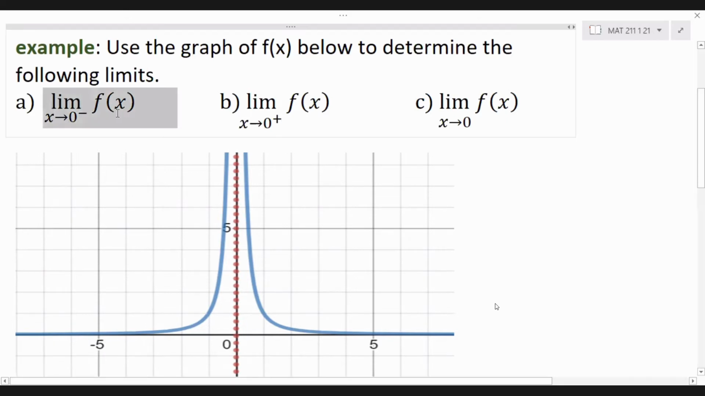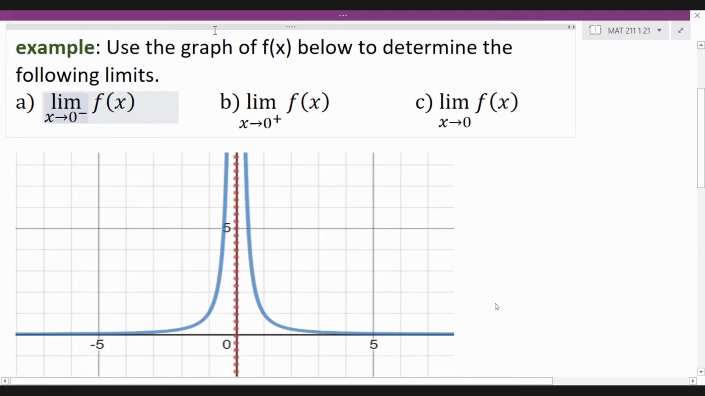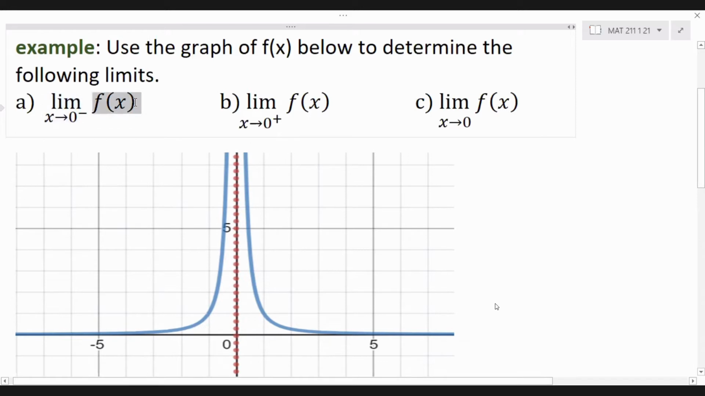So let's start with a. x is going towards 0 from the left. Remember that little minus sign says we're coming from the negative side, which means we're coming from the left. And we want to know what is happening to f as x gets close to 0. On Tuesday, we would have said it does not exist, but now we're going to use a different way to express what's happening here. It's increasing, and that's important. It's increasing forever and ever. So infinity is actually what we will say as our limit in this case.